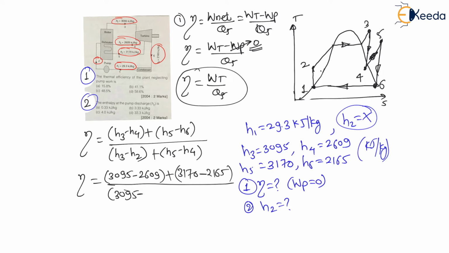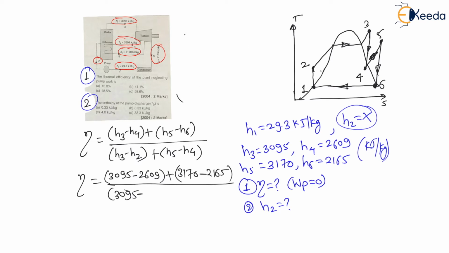But my dear students, as they are saying to ignore this pump work, let us understand what is the meaning of pump work first, because without H2 we cannot solve this question. Therefore, we have to find H2 first. Work of pump is nothing but H2 minus H1, because from 1 to 2 there is a pump. Therefore, H2 minus H1 is pump work, and they are saying that this is approximately equal to 0. That means H2 is equal to H1. This is the approximate condition. It means H2 we have to assume as H1, which is nothing but 29.3.